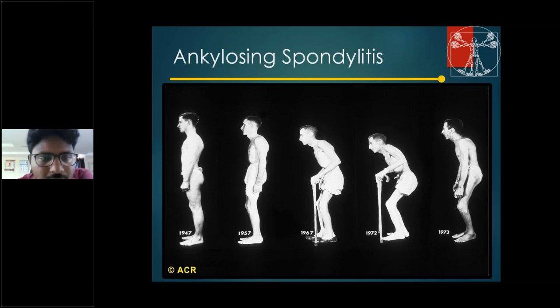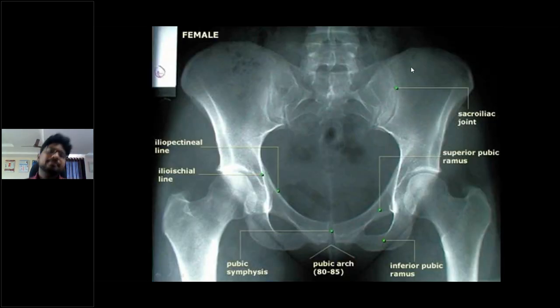Okay. So here you can see the patient. One patient came in 1947, he's like this. With years going by, what is happening here? There is fusion of the spine. So the patient is having exaggerated changes. There will be loss of lumbar lordosis and there will be kyphosis. So gradually the patient will be unable to stand straight, and there will be use of a stick.